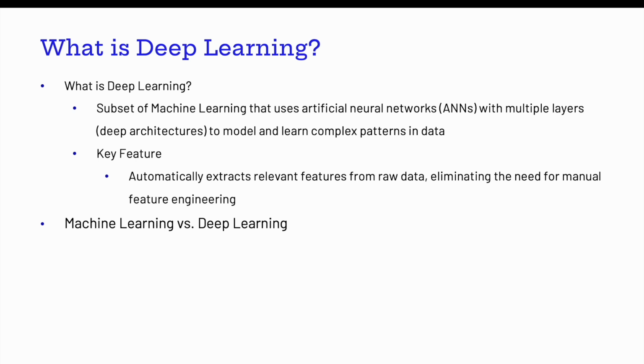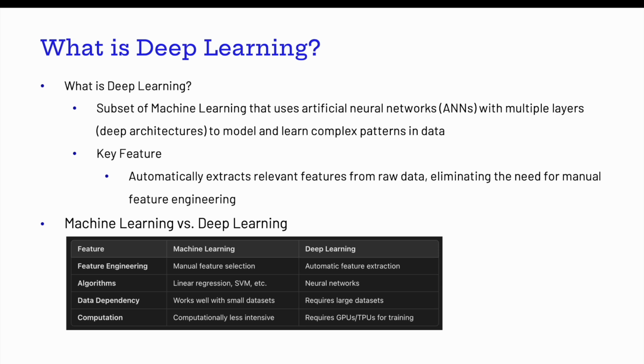So for example, we can compare features and see how it applies in machine learning and deep learning. Feature engineering in machine learning is manual feature selection, whereas in deep learning, it's automatic feature extraction. As compared to algorithms, machine learning has linear regression, SVMs, etc., whereas in deep learning, we have neural networks. For data dependency, machine learning works well with small datasets, whereas deep learning requires large datasets.